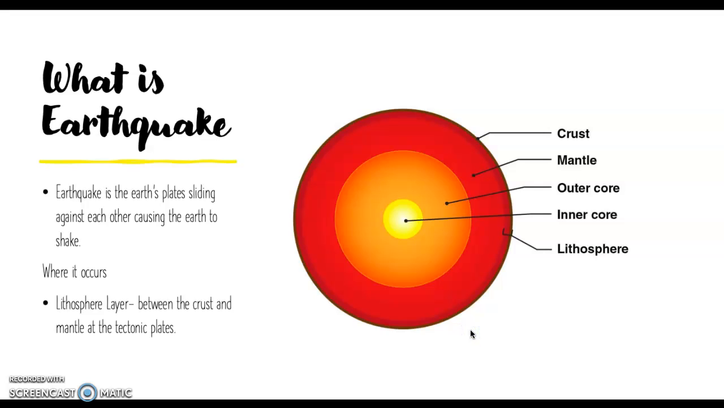So what is an earthquake? An earthquake is when the earth's plates move and slide against each other, causing the earth to shake. This occurs between the crust and the mantle on the lithosphere layer, at the tectonic plates.